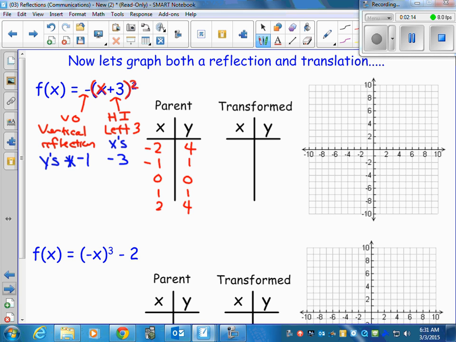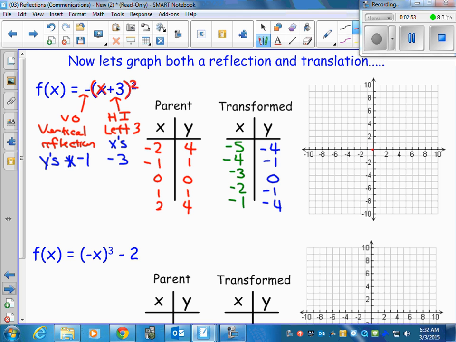So I'm going to multiply all my y values by -1. That's going to give me a vertical flip, and we'll also show it on the graph. And then all of my x values are going to be subtracted by 3. So -2 minus 3, -1 minus 3, 0 minus 3, 1 minus 3, and 2 minus 3. Now that gives me my initial points for the transformed graph.